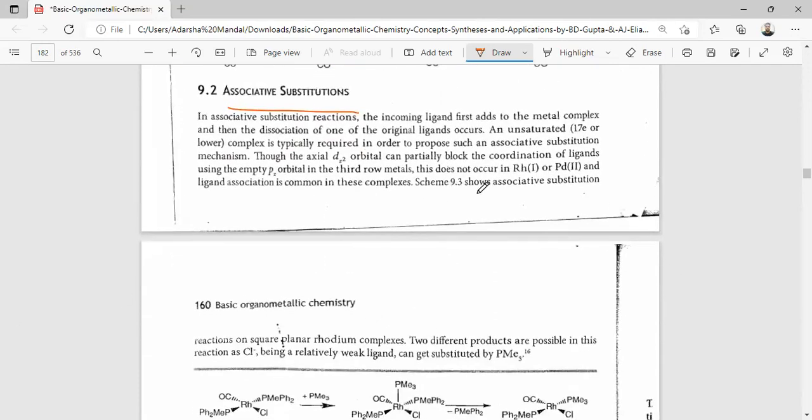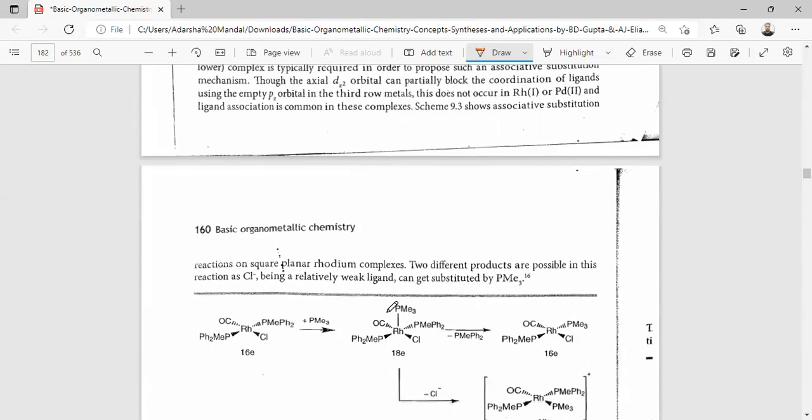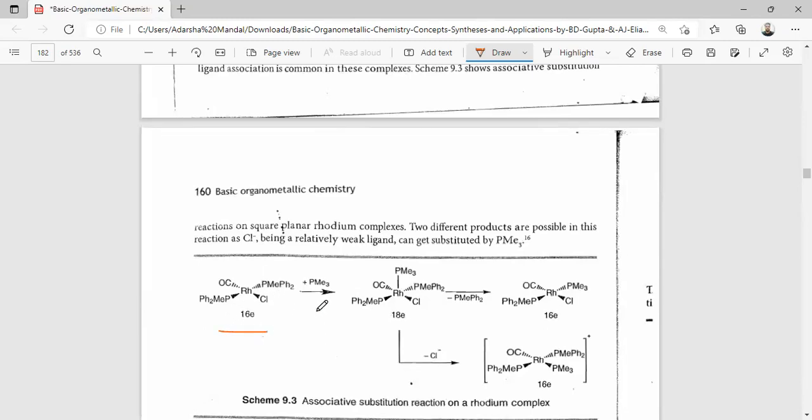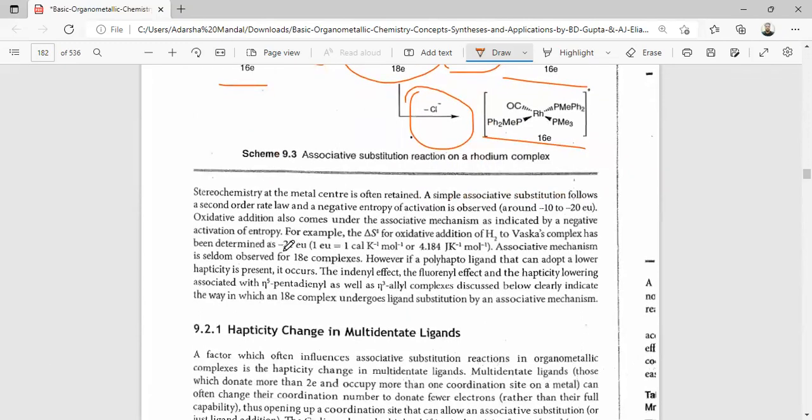So in this associative substitution reaction in a square planar rhodium complex, two different products are possible. Cl minus, being a relatively weak ligand, can be substituted by PMe3. So here is a 16 electron complex. Here the PMe3 comes in to form this 18 electron, five coordinate complex, where Cl minus can be dissociated or PMe3 can be eliminated to form this final product. So the stereochemistry at the metal center is retained.